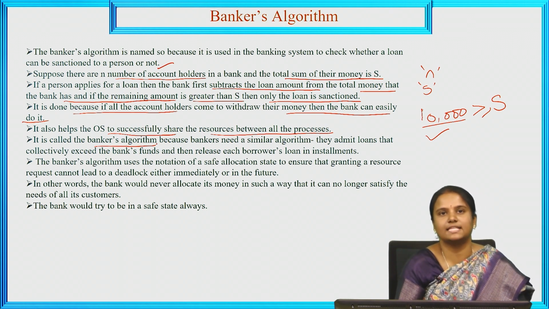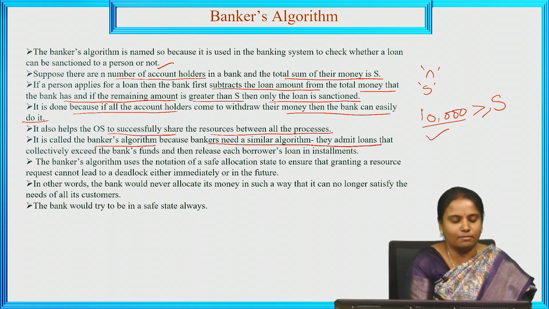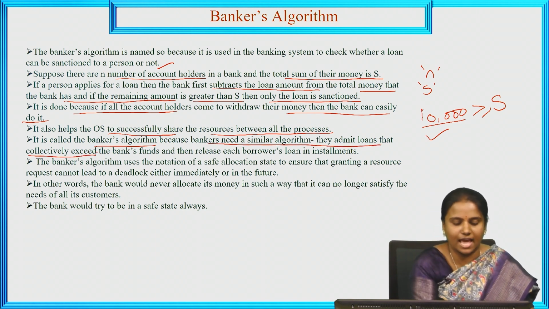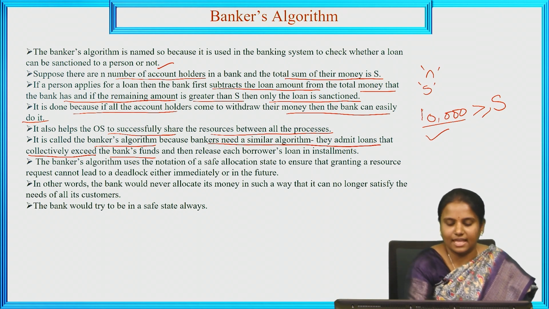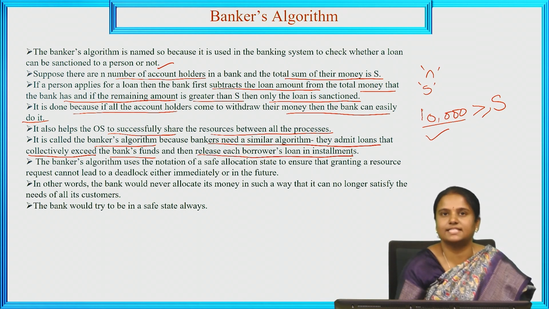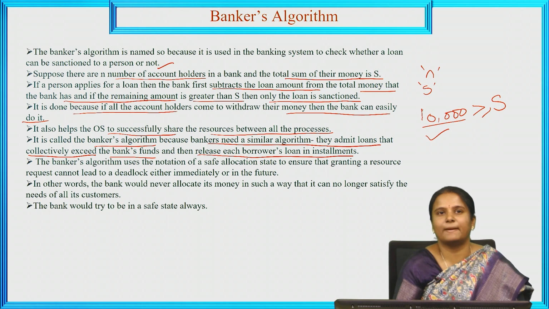This is called Banker's algorithm because bankers need a similar algorithm. They admit loans that collectively exceed the bank's funds, and they release each borrower's loan in installments. So if the loan amount is 10 lakhs, it is released in installments. Whatever funds are available in the bank can be borrowed easily, and they can be paid back in installments.